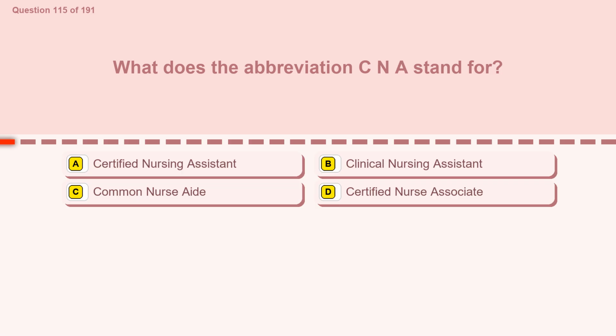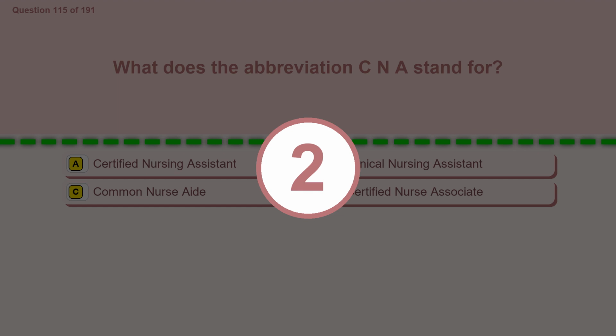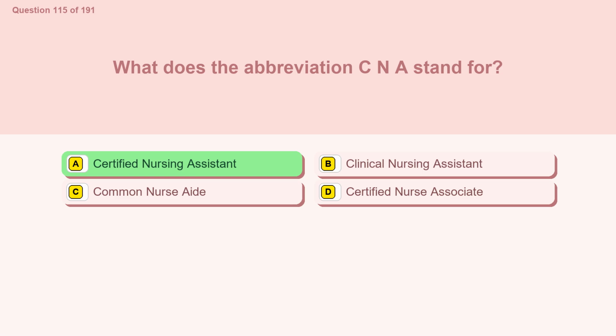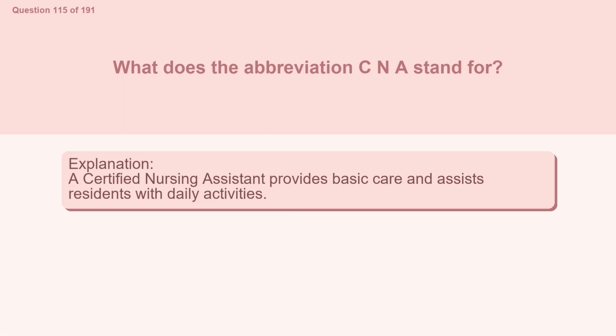Question 115. What does the abbreviation CNA stand for? Option A is Certified Nursing Assistant. Option B, a Clinical Nursing Assistant. Option C, Common Nurse Aide. Option D is Certified Nurse Associate. The correct answer is option A, Certified Nursing Assistant. A certified nursing assistant provides basic care and assists residents with daily activities.